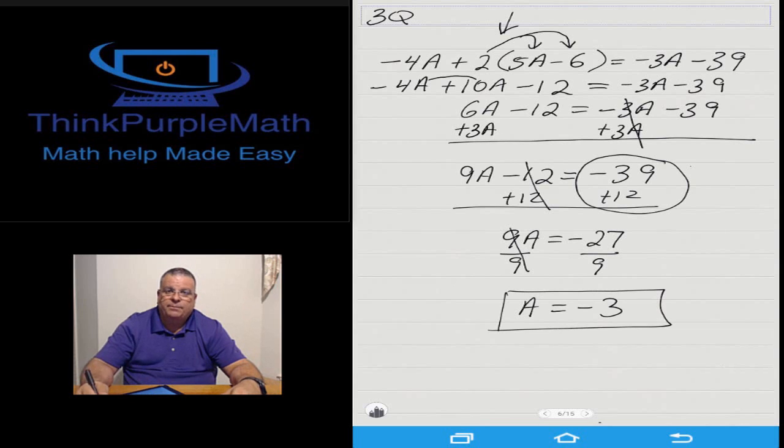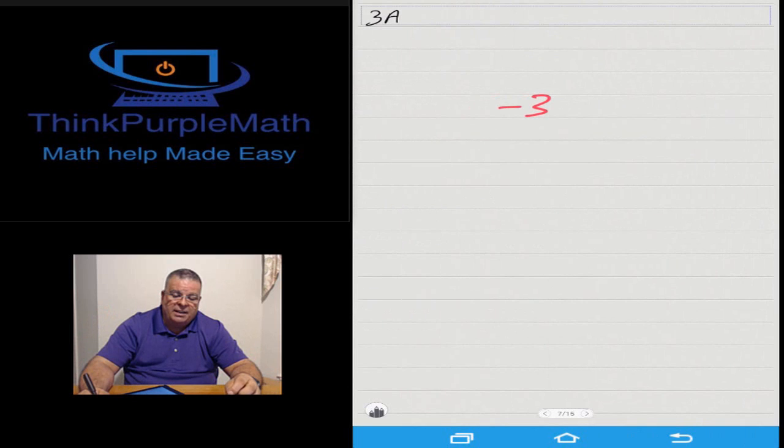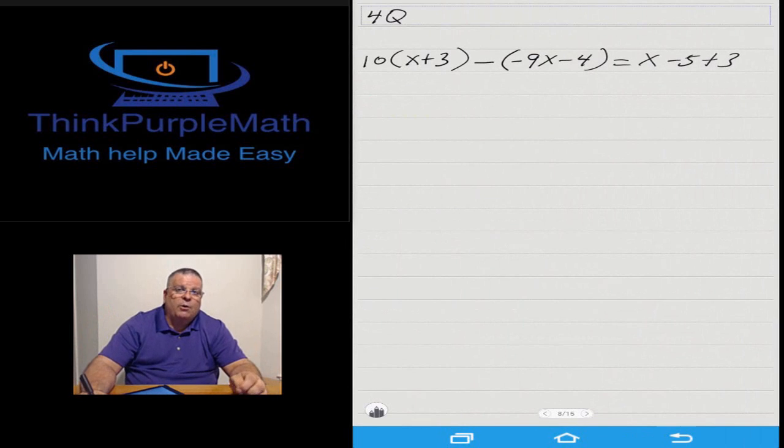The final answer. So when working algebra, just start at one level and work one step at a time. Don't try to rush through it. That's where students get into problems. They try to rush through things, make errors. Negative 3, final answer. All right, we'll go to question 4.